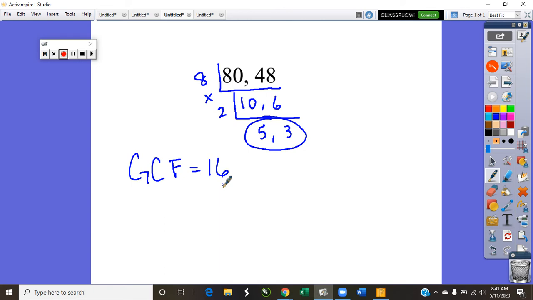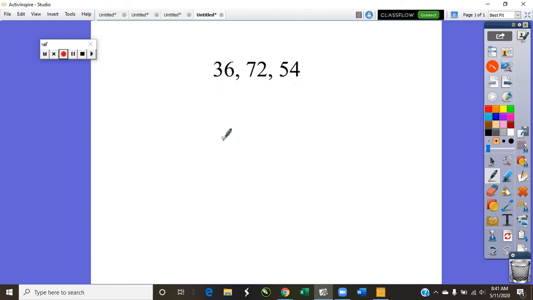Now, what if I have a group of 3 numbers? Like this. I can do the exact same thing. Okay, the only thing I have to remember is that the factors that I put on the outside has to go into not 2, but all 3 of them. So let's look at the 3 numbers I have here. I have a 36, 72, and a 54. Well, they're all even, right? So I know for sure I can at least do 2. So I don't want to think about all those bigger factors because that might take me too long. Let's start with the 2.